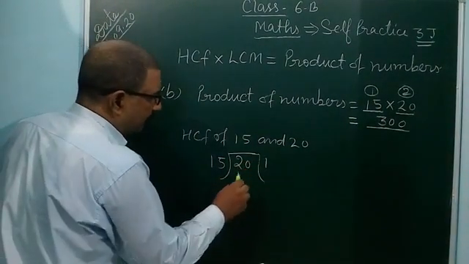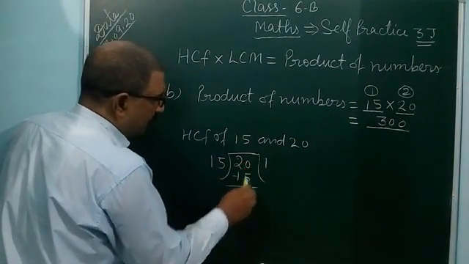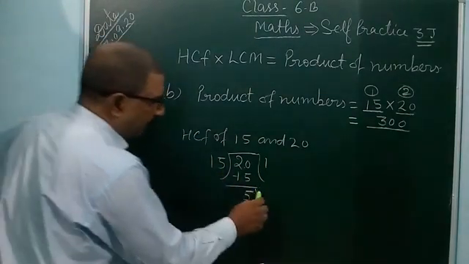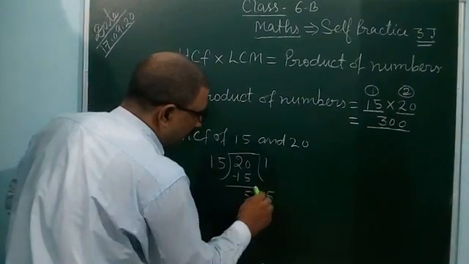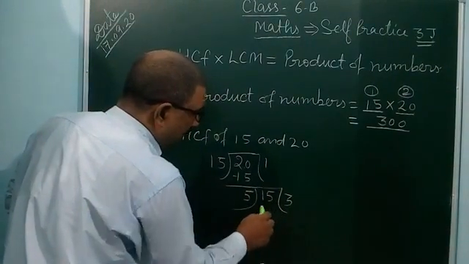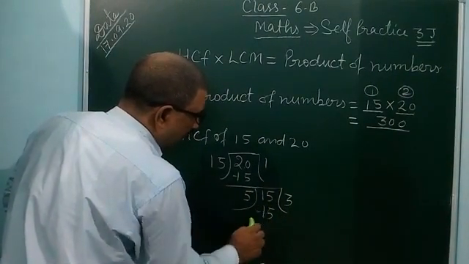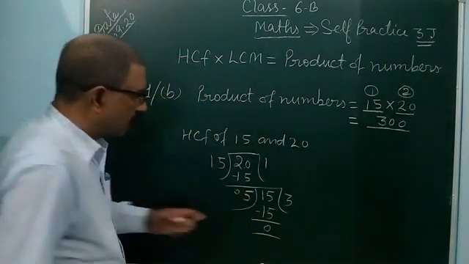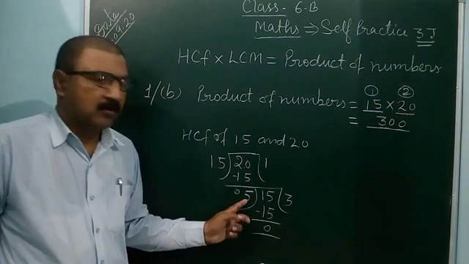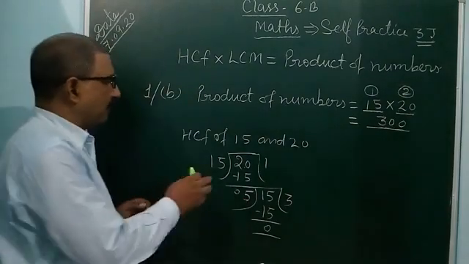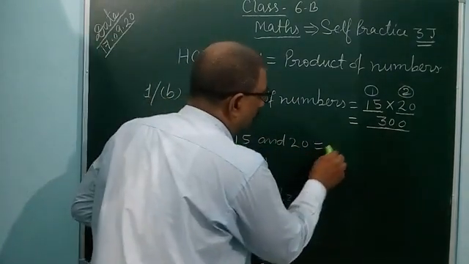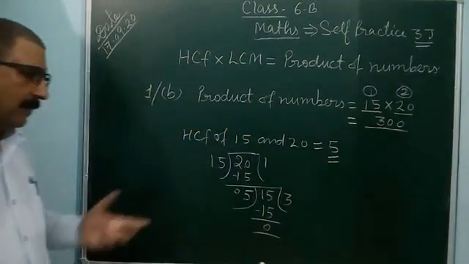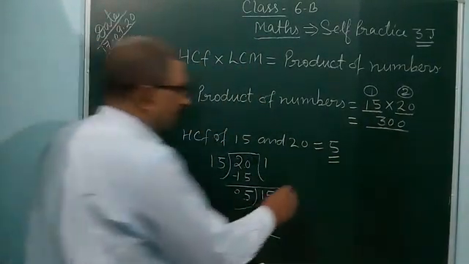15 times 1 is 15, here the remainder is 5. Now 5 will be the divisor and 15 will be the dividend. 5 times 3 is 15. So you can see the remainder is 0. So now 5 will be the HCF. The HCF of 15 and 20 is equal to 5. Like that you can find out the LCM.